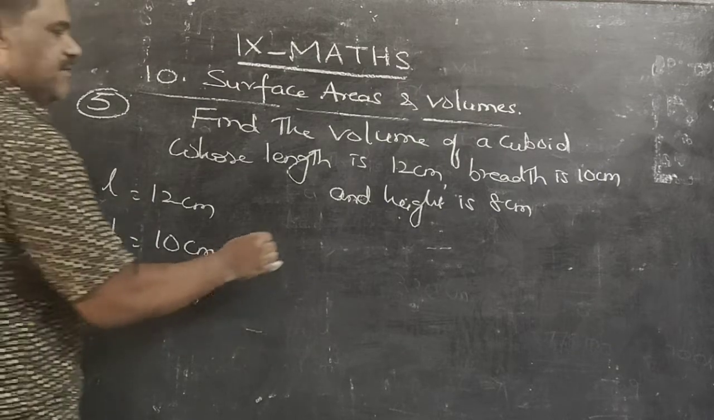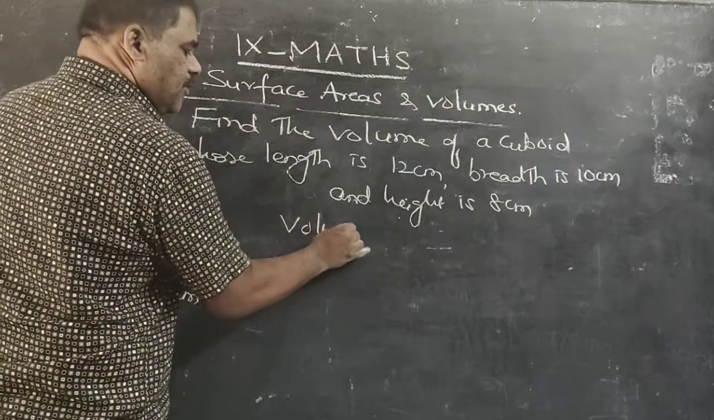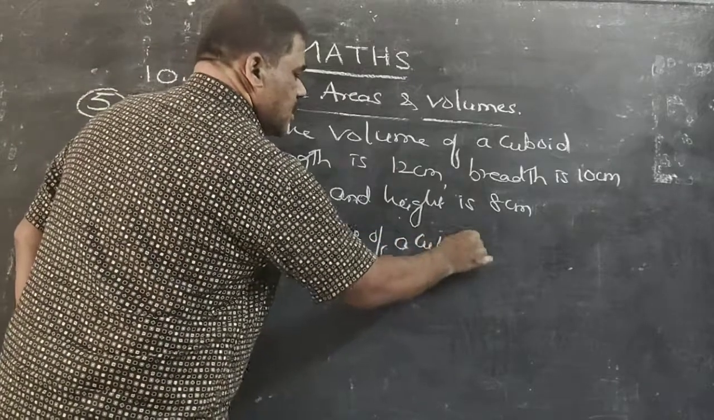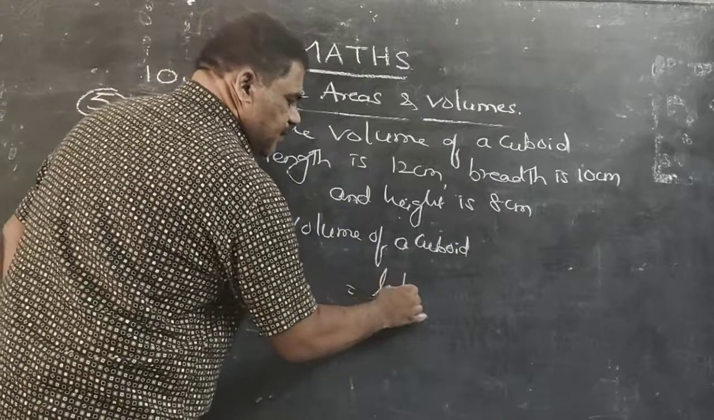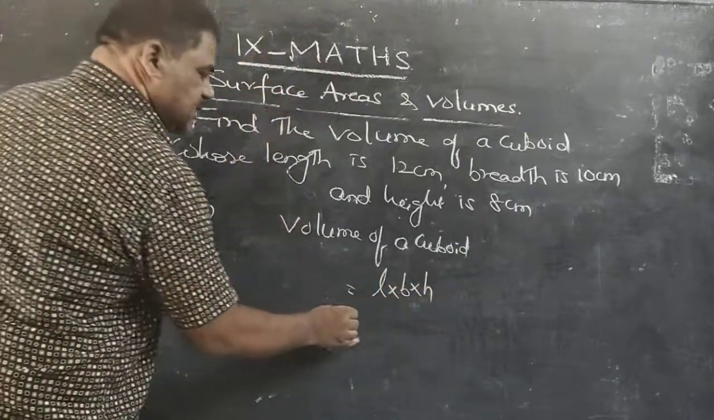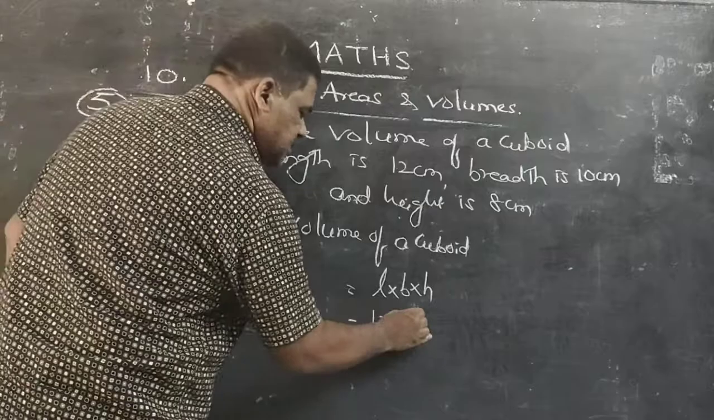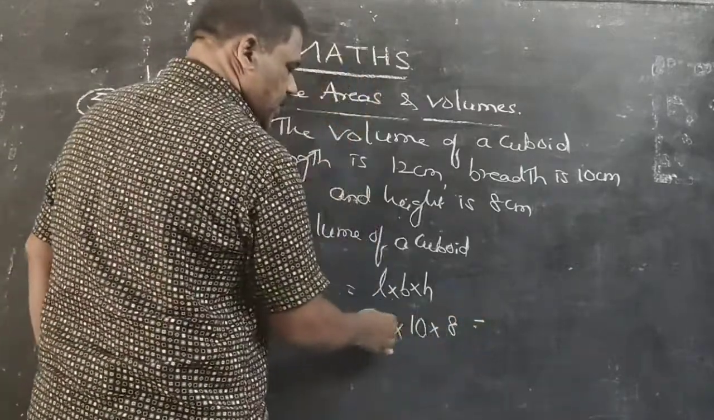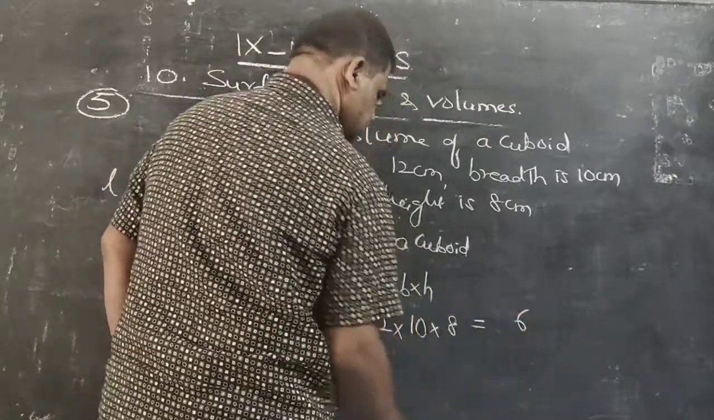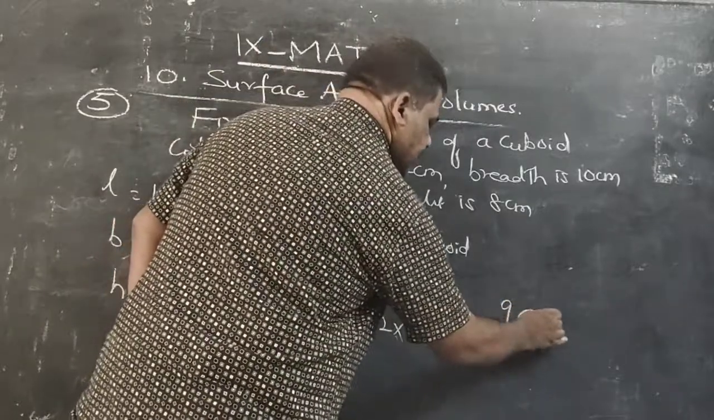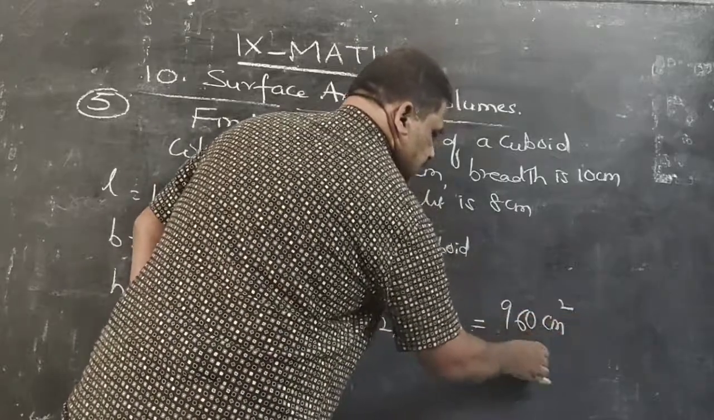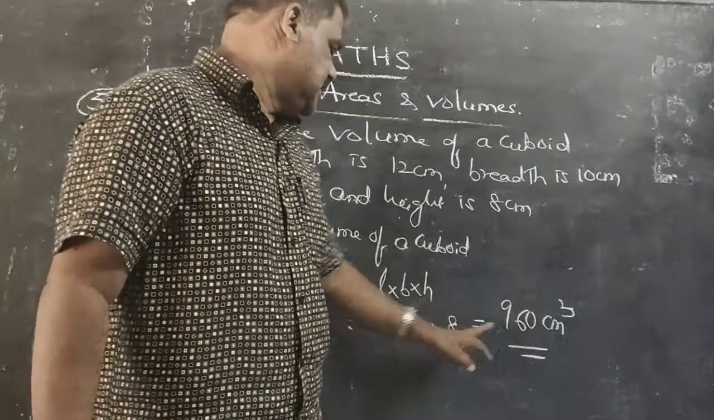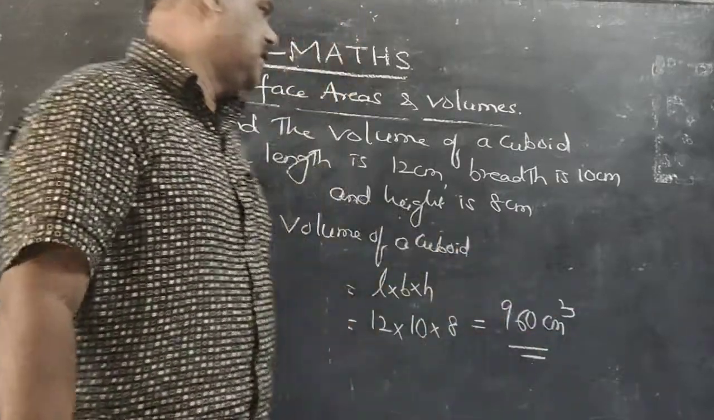3 dimensions are given. Now we should find out volume of a cuboid. Volume of a cuboid is given by the formula L into B into H. Length is 12 centimeters, breadth is 10 centimeters, height is 8. 12 into 8, so it is 960 centimeter cube. 12 into 8 is 96 into 10, 960 centimeter cube.